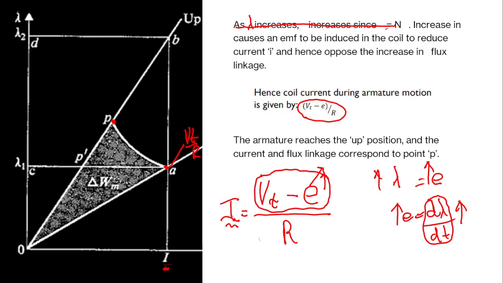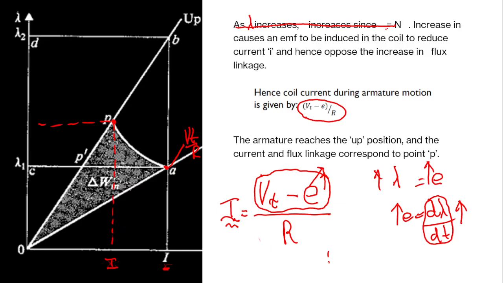So at A it will be Vt over R, and at P it will be Vt minus E over R. So this value of P is representing a maximum flux linkage point, right? But this value of P here is at a different value of I.